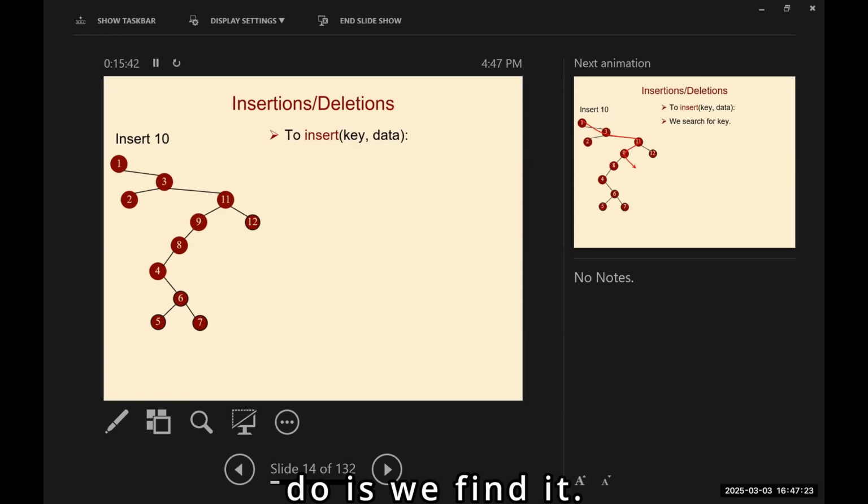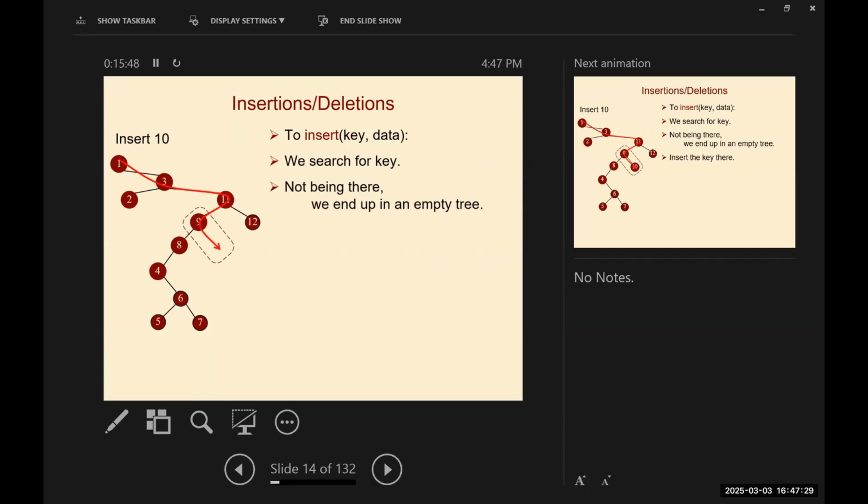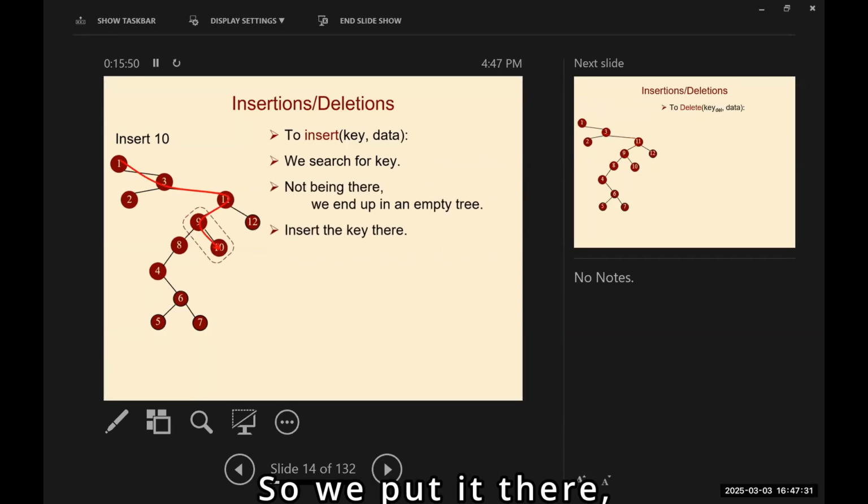So what we do is we find it. Oh, it's not there. So we put it there, right? That was pretty easy, right? Everybody get that?